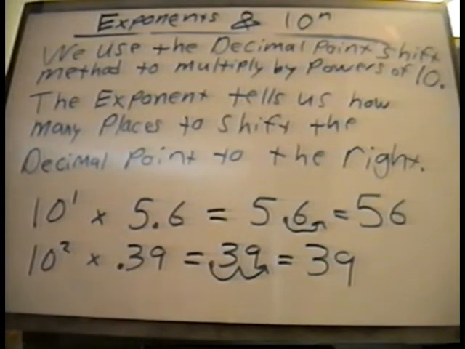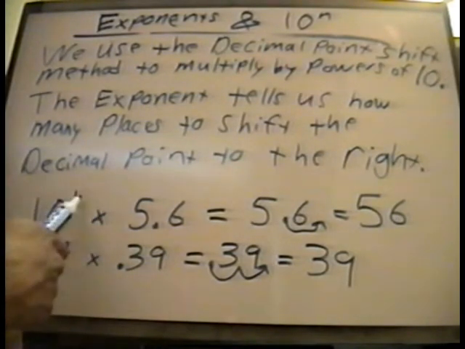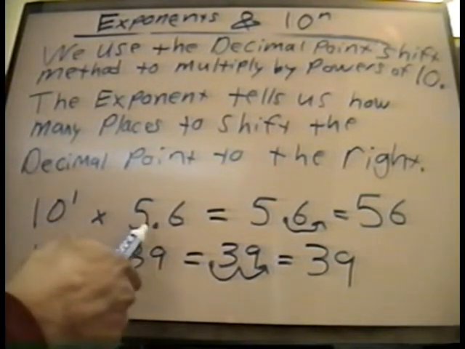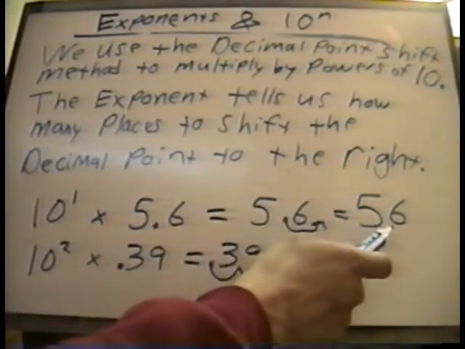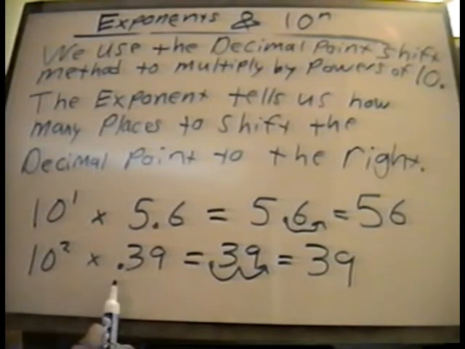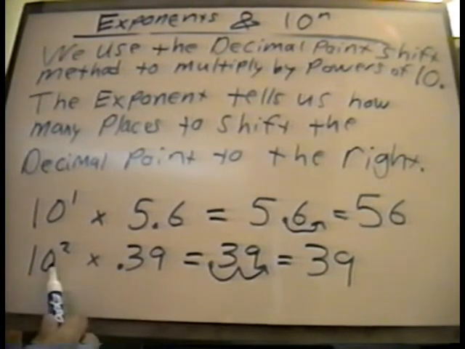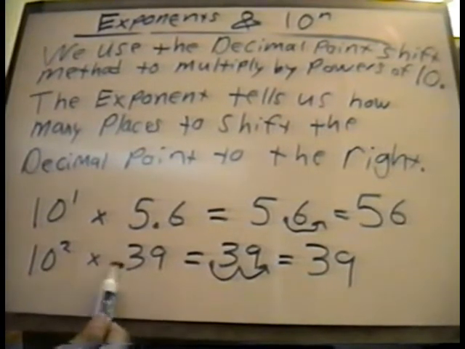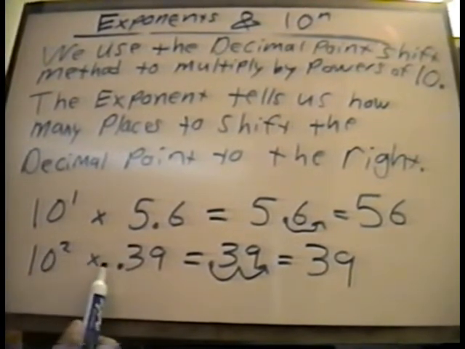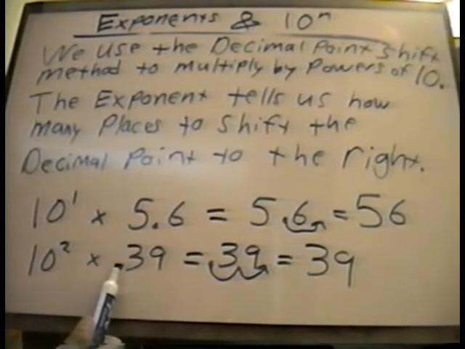Now here, we have 10 to the power of 1, or just 10. So we shift the decimal point one place to the right, and that gives us 56. Here we have 0.39 times 10 to the power of 2, or 0.39 times 100. So we move our decimal place twice, 2 times to the right, to get 39.